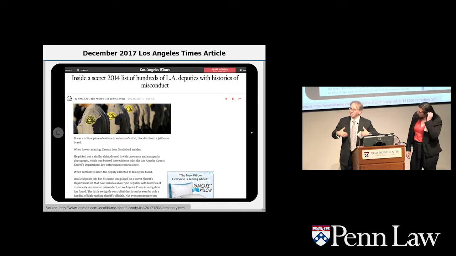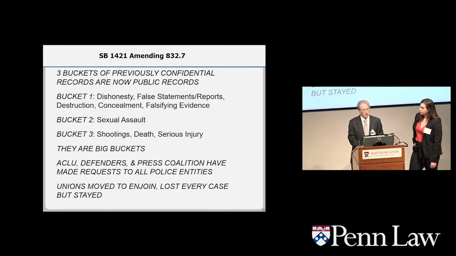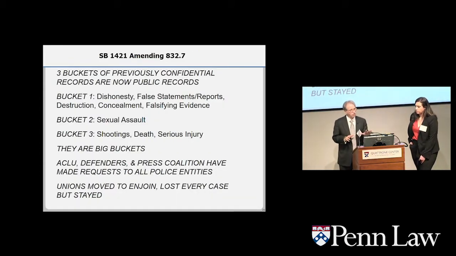And what was in this article in the Los Angeles Times, we're talking about officers that had put Tabasco sauce in their shirts and said it was blood. We are talking about officers that had sexually assaulted civilians on duty. That is the kind of misconduct that the sheriffs were using to put these 300 officers on the Brady list. And when that story broke and it was all enjoined, this past year, a state senator from Berkeley, California, put in a law that's called Senate Bill 1421.